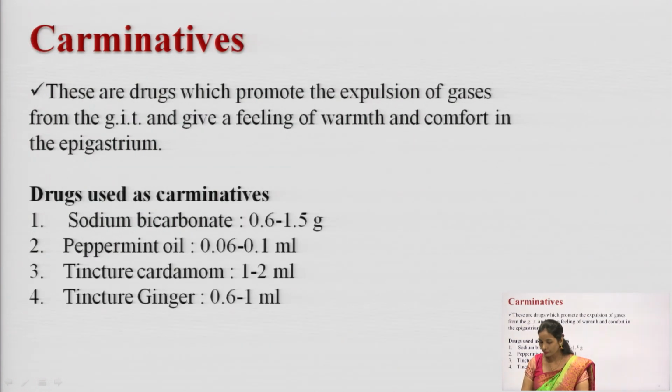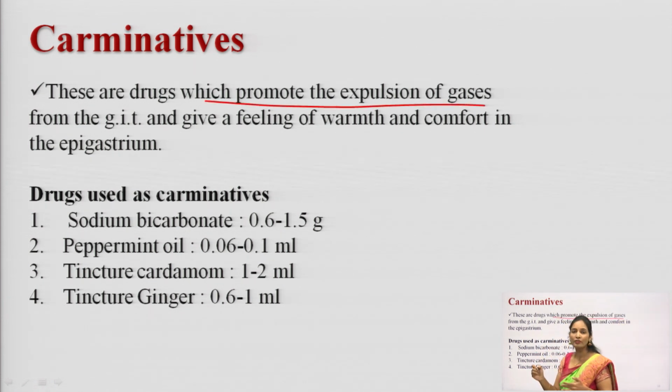Okay. And the next one is carminatives. Carminatives are the drugs which are used to treat the expulsion of gases. Carminatives are drugs which will promote the expulsion of gases. By taking these carminatives, what will the drugs do here? It will promote the expulsion of gases.